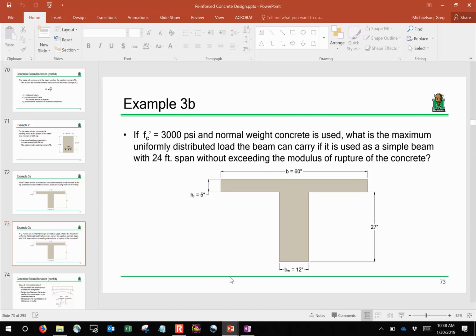So this one, let's say we have 3,000 psi normal weight concrete, so not 4,000. The concrete that we're using here is a little bit weaker, but we are still using normal weight concrete. But I'm asking something a little differently. I'm asking, what is the maximum uniformly distributed load that this beam can carry if it is used as a simply supported beam without exceeding the modulus of rupture? This one is a little bit more involved than the problem that I asked last time, but we're getting into a little bit more of a dose of reality. I'm going to comment on something here in a second.